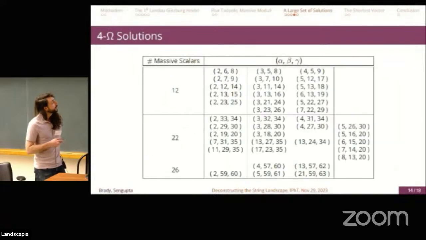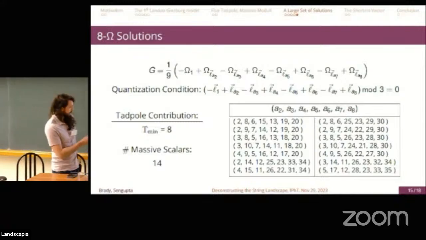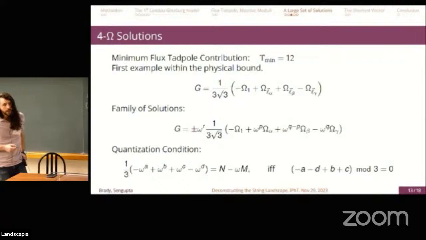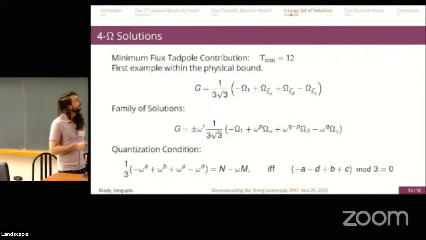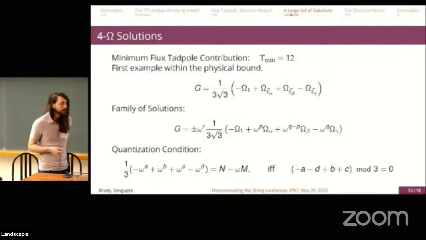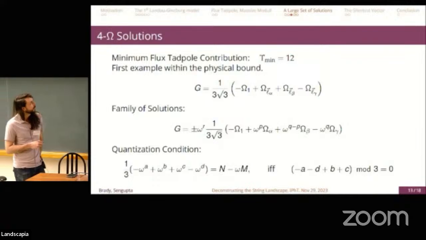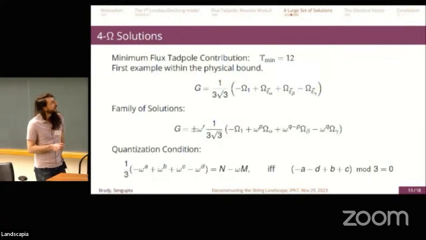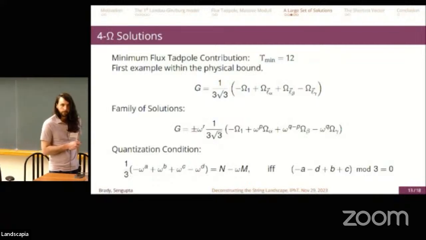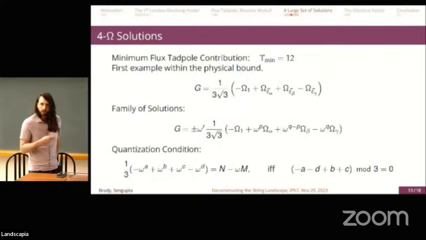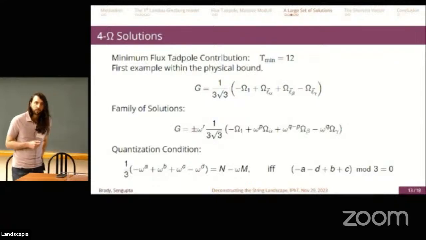Okay. Next is, oh, did I skip it? There we go. Next is our first situation where we find that the tadpole contribution is actually satisfied. So we find the minimum flux tadpole is 12. And our first example with a physical bound, we can see that we'll have this form, which you can check explicitly by using the equation for the flux tadpole, 81 times the sum of the coefficients squared. You can check and see, yes, you reproduce tadpole value 12.